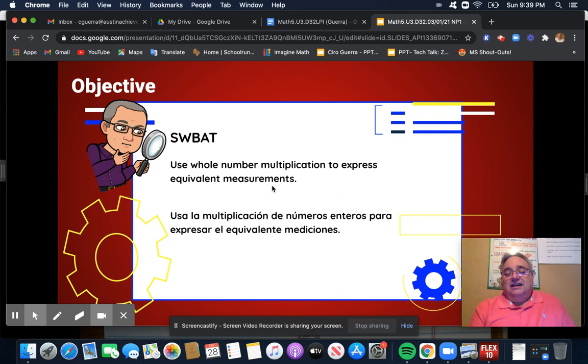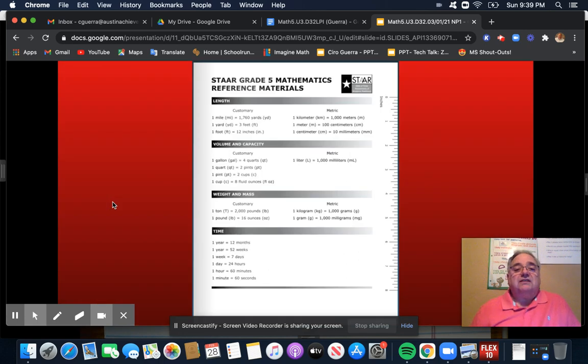Scholars will be able to use whole number multiplication to express equivalent measurements. What? Yeah, we're going to be looking at regular measurements that we use on a daily basis, such as miles or yards or feet, maybe a gallon of milk, maybe a liter of Coke. Then we're going to be looking at pounds and ounces, and then maybe talking about time. So that's what you're going to be working with.